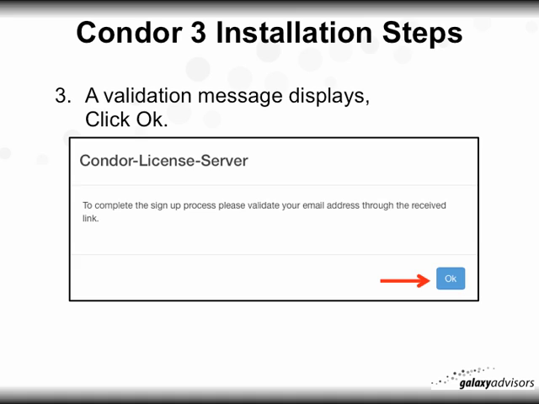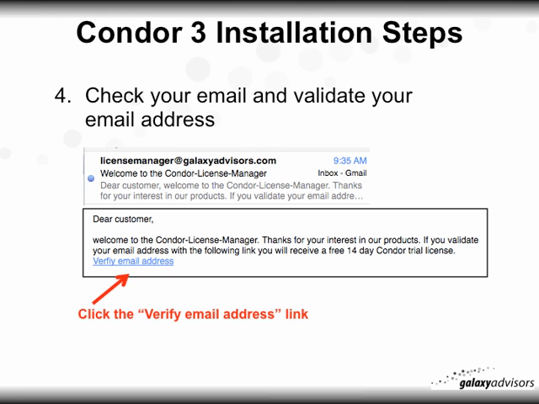A validation message displays. It talks about to complete the sign-up process, please validate your email address through the received link, and just click OK. In step 4, check your email and validate your email address, so you'll get this license manager at galaxyadvisors.com email, and when you open it, you will see verify email address, so click the verify email address link.